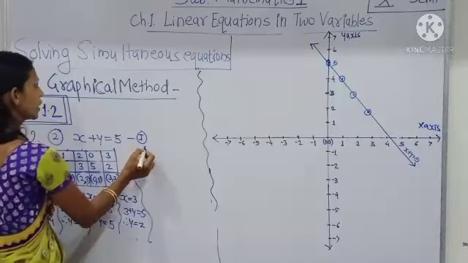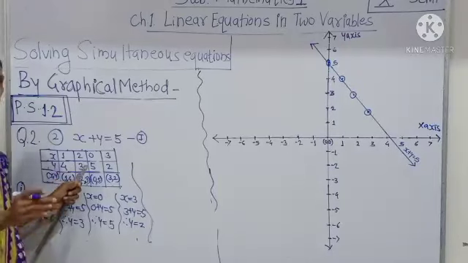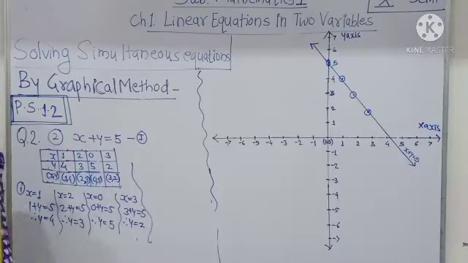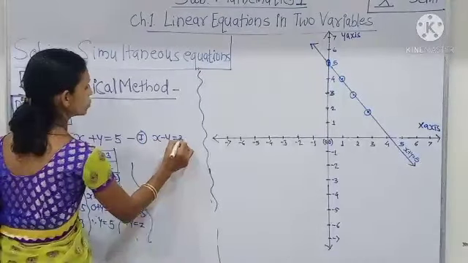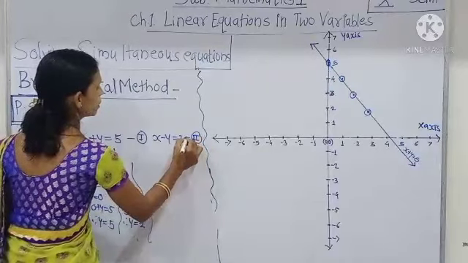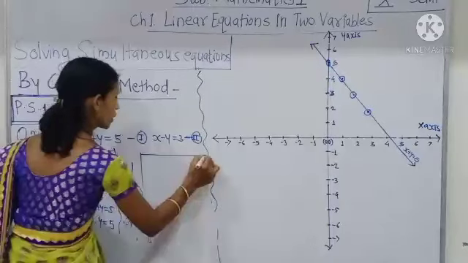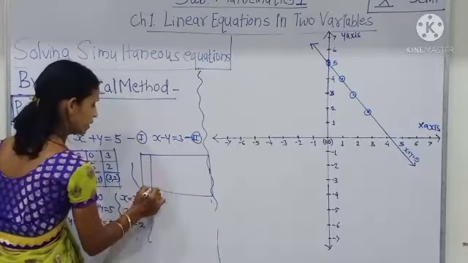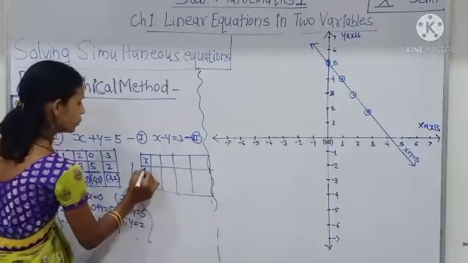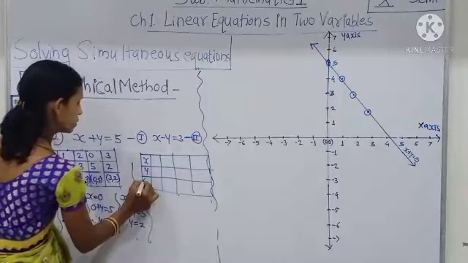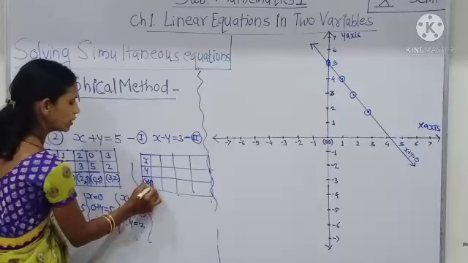Similarly, we can get the second set of ordered pairs for the second equation. See here, x minus y is equals to 3. That is the equation number 2. Then we can also get the ordered pair set for the equation number 2 using the same method. We can do the calculation orally also.